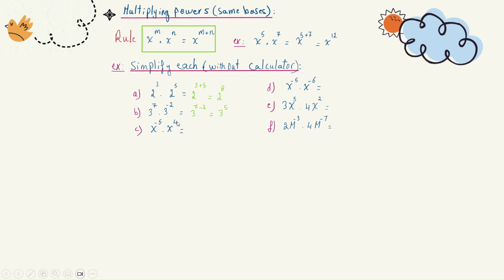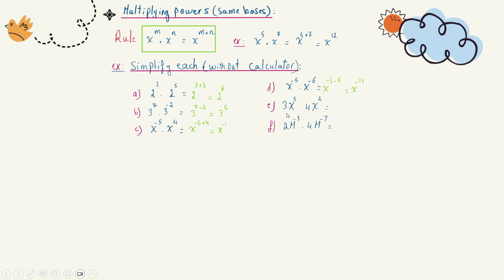x to the power of negative 5 times x to the power of 4, just add them up. Negative 5 plus 4, you're going to end up with negative 1. So the answer will be x to the power of negative 1. Very good. Let's move on to part D. x to the power of minus 5 times x to the power of minus 6. Adding them up, we're going to end up with x to the power of negative 11.